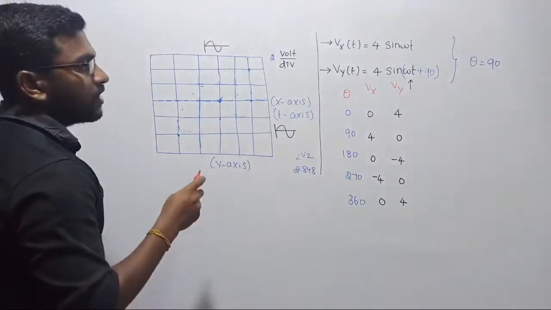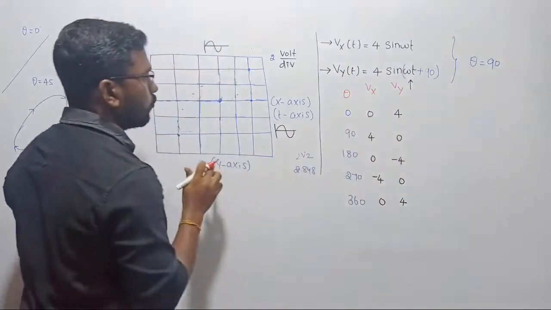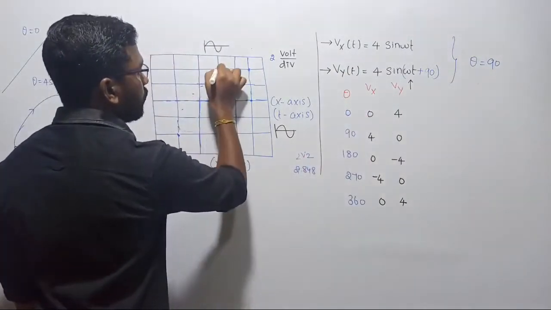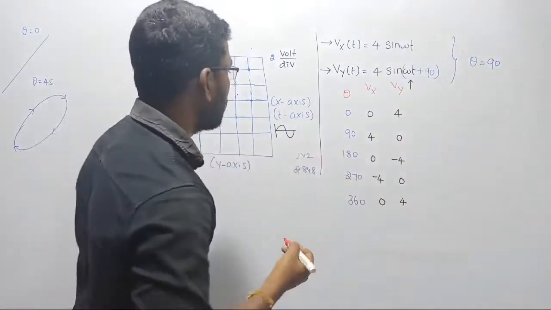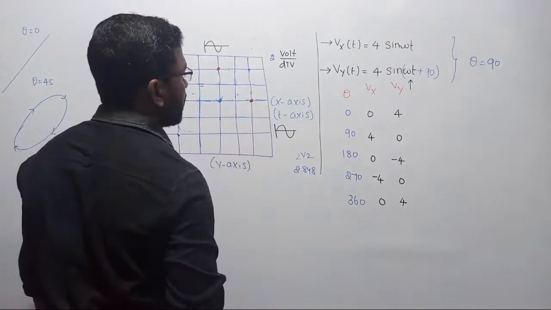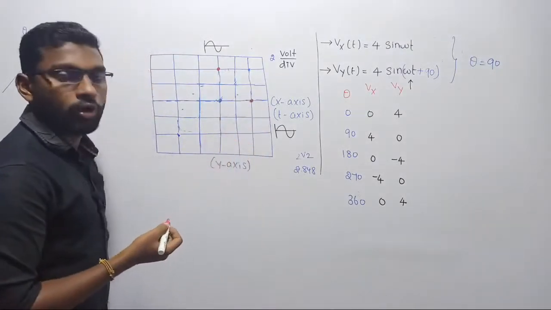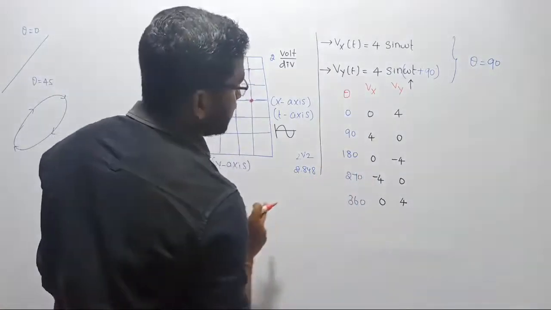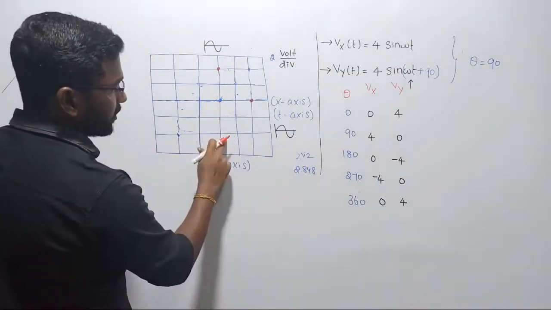Once again, first, theta equal to 0 degree. First what we got, x equal to 0, y equal to 4. This is the point. Next point, 4 comma 0. X is 4, y is equal to 0. It will be spotted here. Listen, per division will give you 2 volts, then 2 divisions will give you 4 volts, right? At theta equal to 180, again 0 comma minus 4. This is x-axis value 0, y-axis value minus 4.